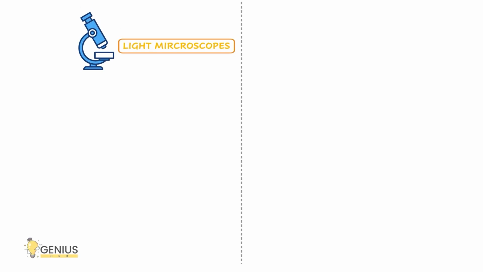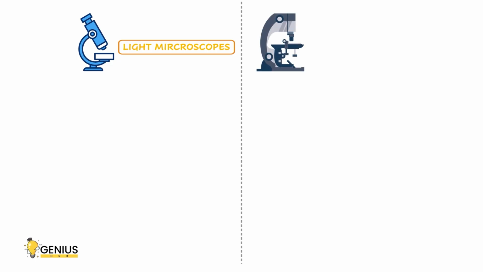In this video, we'll explore the differences between light microscopes and electron microscopes. When you picture a microscope, you're likely thinking of a light microscope. These are the commonly used ones in classrooms and what we typically consider as standard microscopes. One key advantage of light microscopes is that they are compact, simple to operate, and relatively inexpensive.